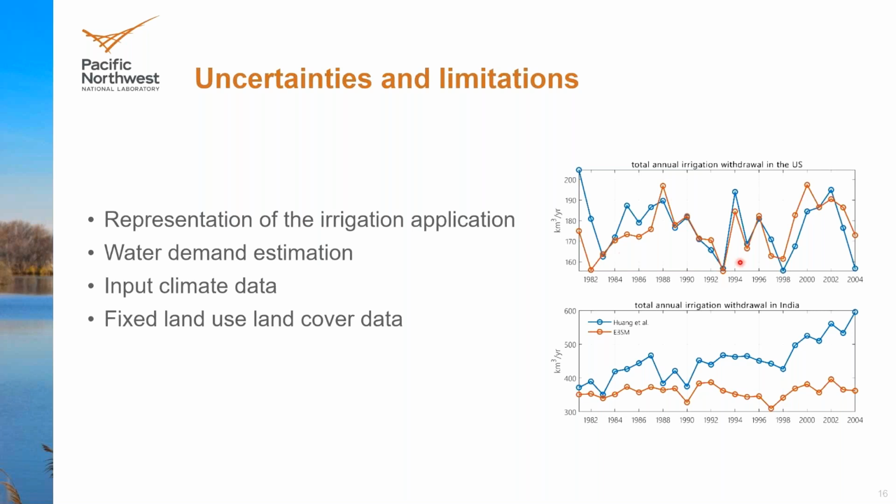Here in this figure, I'm comparing the US and India. The US during the 30 years doesn't have a lot of irrigation cropland development, but in India, it's increasing. So our model cannot capture this trend, but in the US, we're doing a better job.